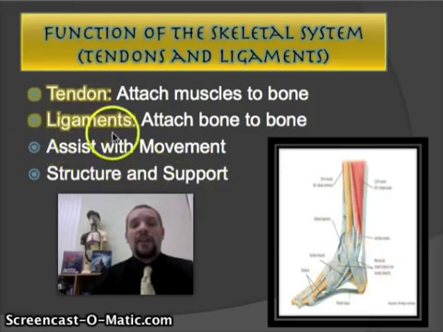We also have ligaments, which attach bone to bone. They don't provide as much movement, they have more of a support function, but you have these ligaments that are going to attach bone to bone. Tendons have a little more movement with them compared to our ligaments.